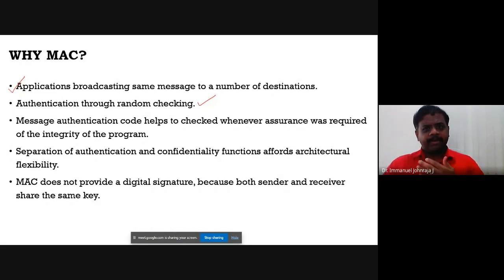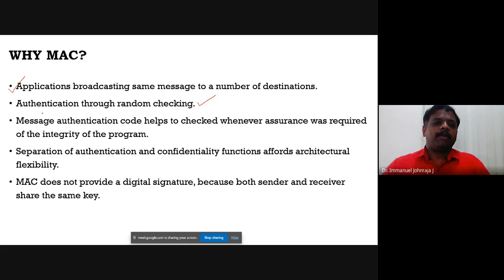So it is enough if you find out one MAC, take one of the messages at random, find out the MAC once again, and compare these two. If they are the same, you need not worry about the other messages as well, because they all have produced the same MAC and it is going to be from the same person. So you are able to do the authentication.